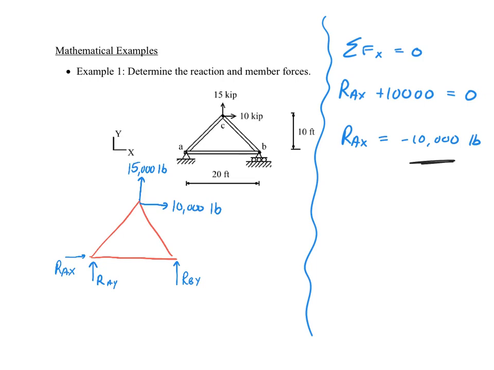When we get to the members and the nodes, that's when we'll get into negative means compression and positive means tension. The second equation we can write when it comes to forces is the sum of the forces in the y direction equals 0. But what's the problem here? Take a look at the diagram. Look at all of the actual forces in the y direction. What's the issue with this equation?